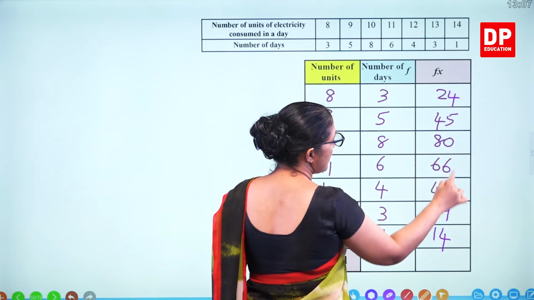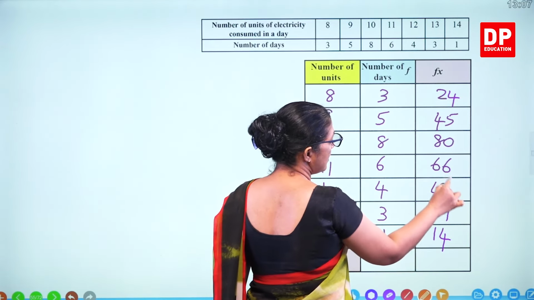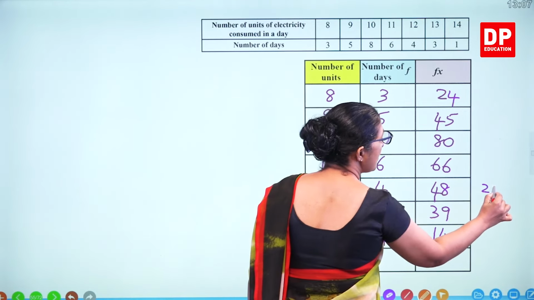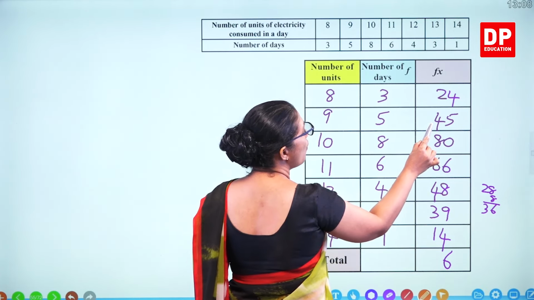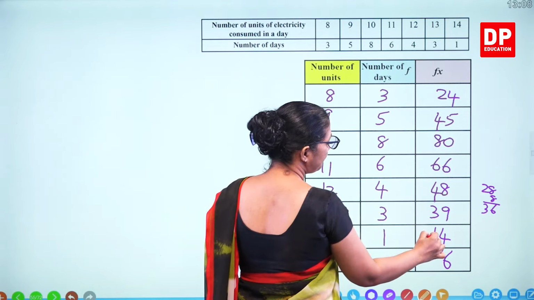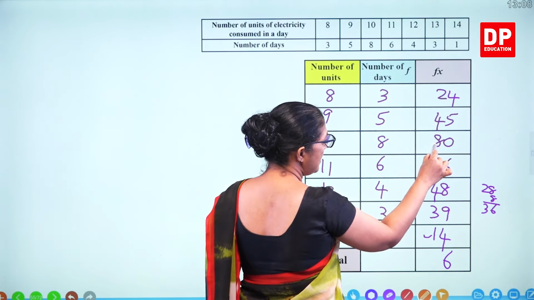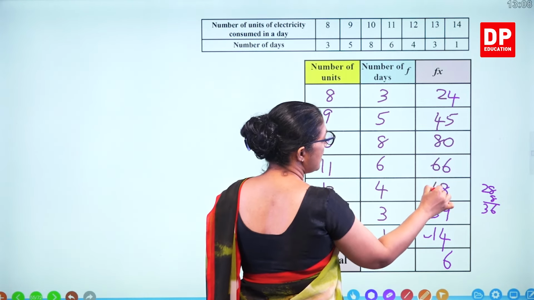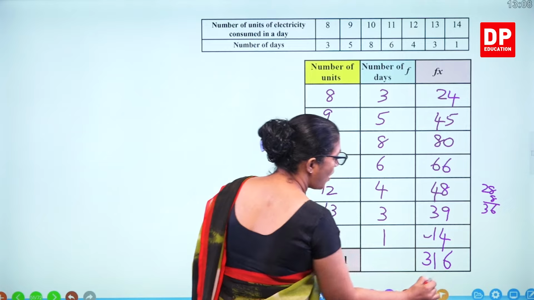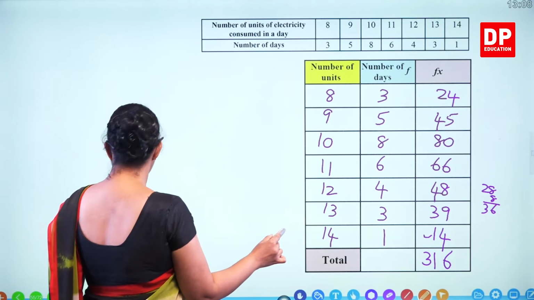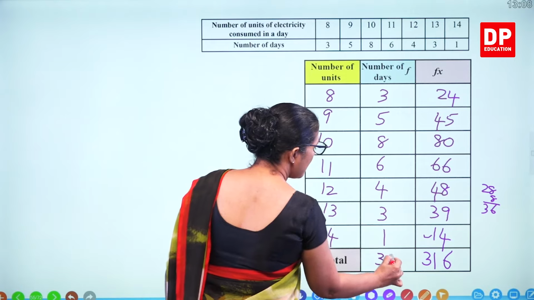Now take the total. 24 plus 45, 69, 149, 215, 263, 302, and 14 more. So 316 is the total. So what was the total frequency? 30. So this is 30. So what's the mean value?